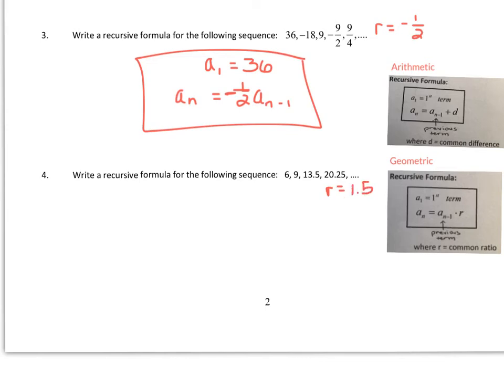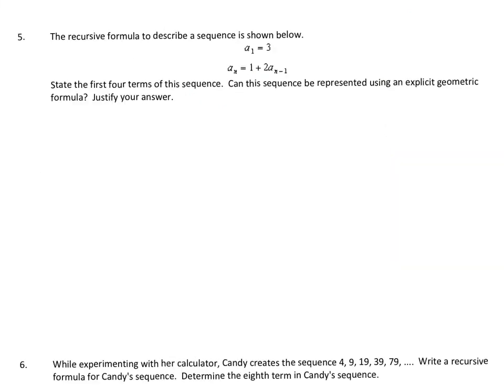Okay, so let's write our rule. We're going to use this setup. The first term is equal to, in this case, 6, so a sub 1 equals 6. And then a sub n is equal to the previous term, which we write as a sub n minus 1, times, and I'm going to put it in front of it, 1.5. So this would be our formula right here.